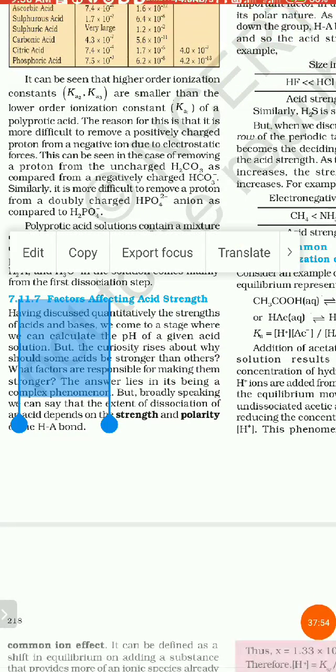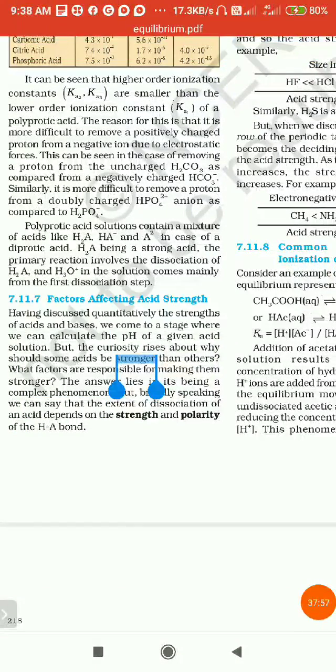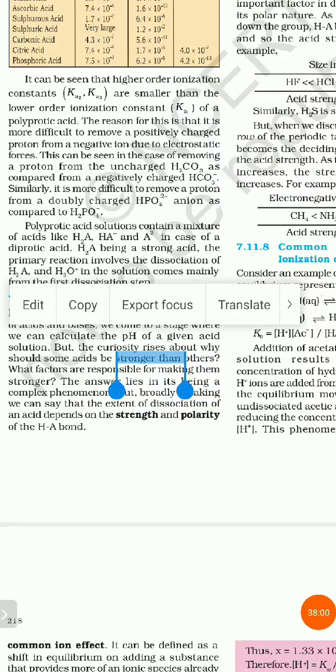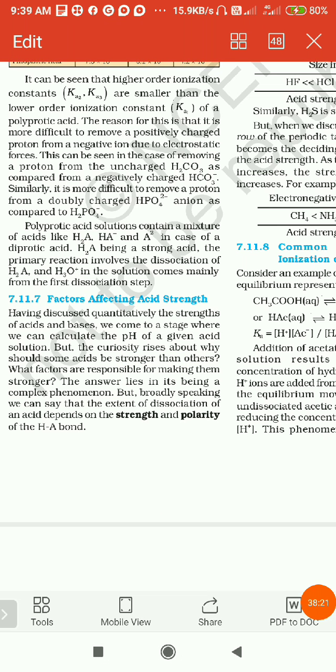Why should some acids be stronger than others? If you take some acids, why do we call them very strong acids, what is the reason? Why only sulfuric acid and nitric acid are called very strong acids, and why are the remaining acids not considered strong? It depends on the acid strength. Strength is nothing but the concentration of the solution. That means strong acids produce more H plus ions.